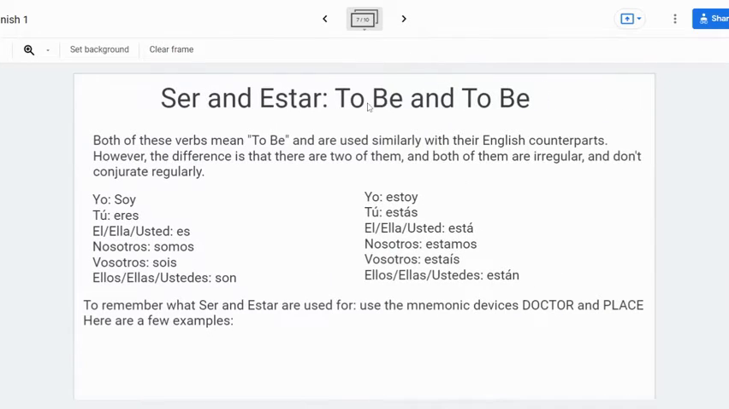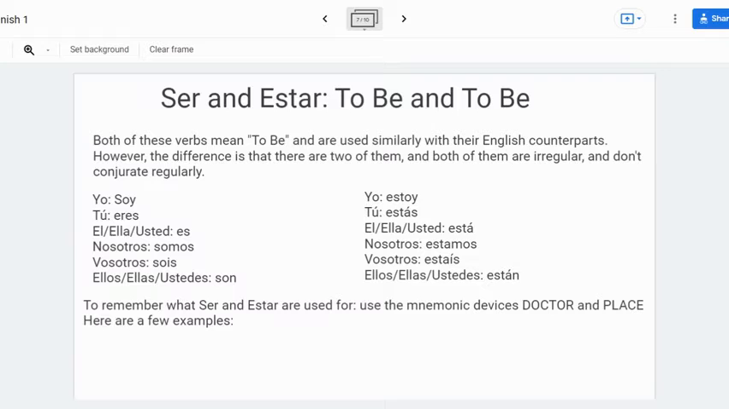Let's talk about the two most important verbs in Spanish now, ser and estar. Both of them mean to be, and they're used similarly to their English counterparts. However, the difference is that there are two of them, and both of them are irregular, and they don't conjugate regularly according to the ER, AR, and IR rule. The conjugations are as follows. Yo soy, tú eres, él, ella, usted es, nosotros somos, vosotros sois, ellos, ellas, ustedes son.